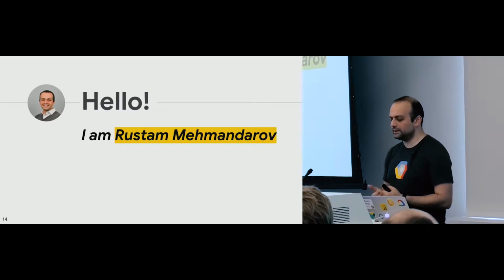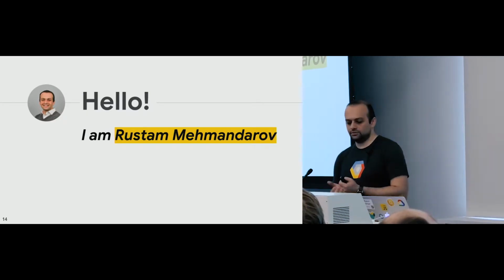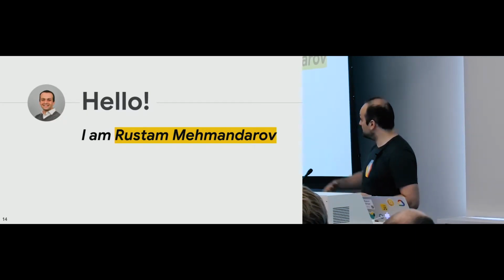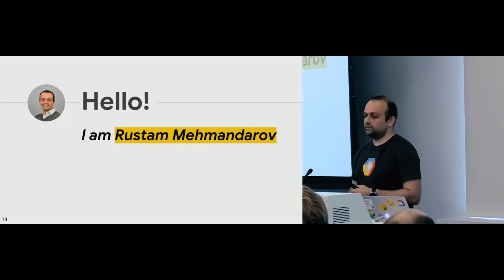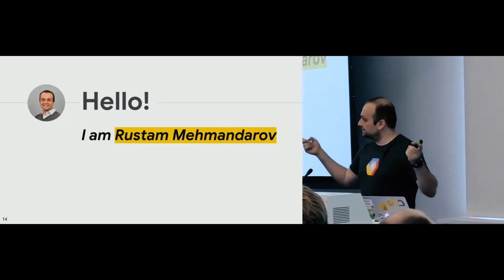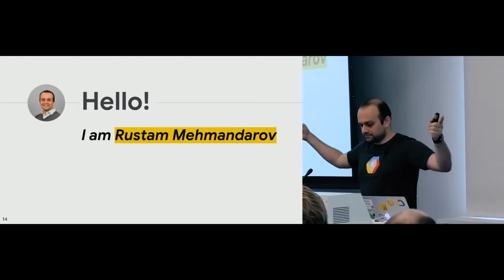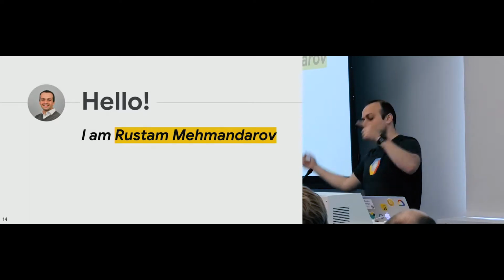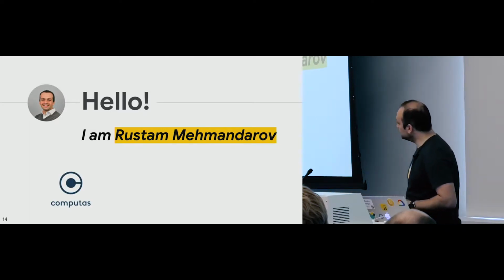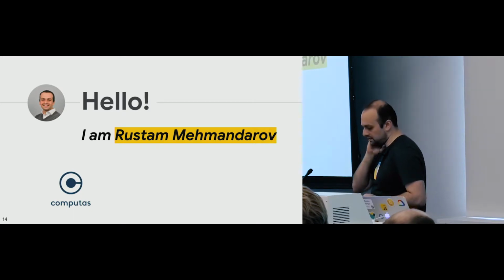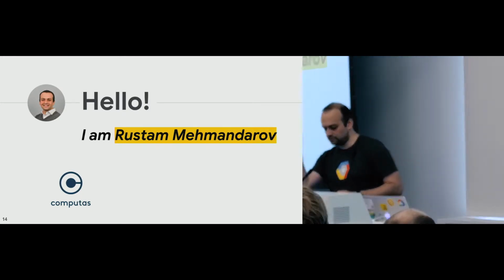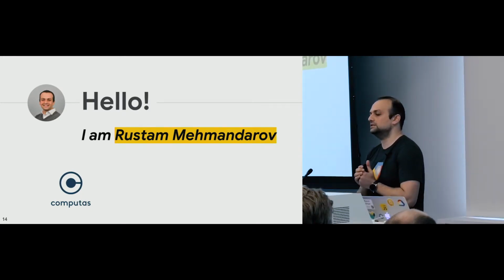So, a few words about me. Kevin introduced me already. My name is Rustam. I'm organizing the GDG Cloud meetup, a very similar thing to this one, in Oslo. I also work for a consultancy company called Computas in Norway, and we have a small office here as well.